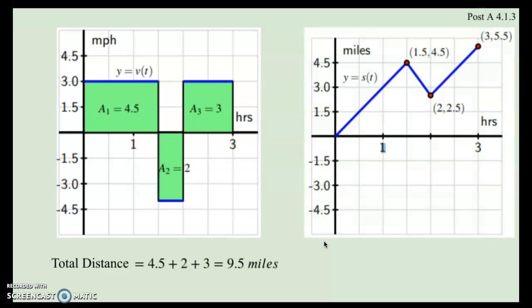And then we can do the same thing with our, if we take the antiderivative of this, we get this curve right here. Notice the units have changed from miles per hour to miles. Here's my velocity curve over here. Here's my position curve over here. If I want to find the total distance, again, I need to go ahead and add all of these distances, all of these changes in distance.